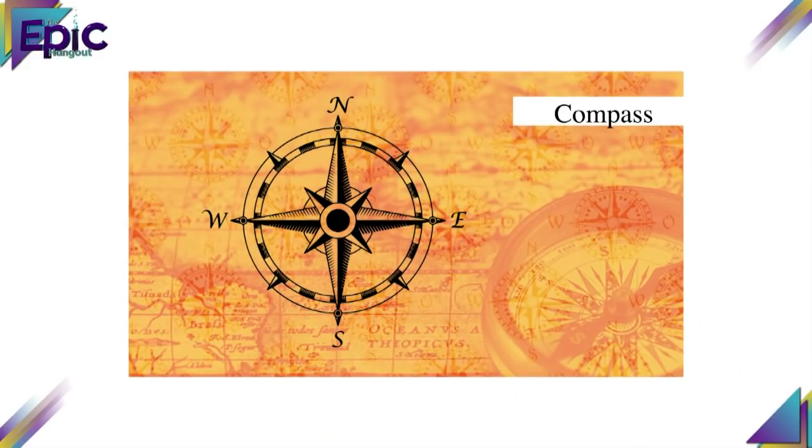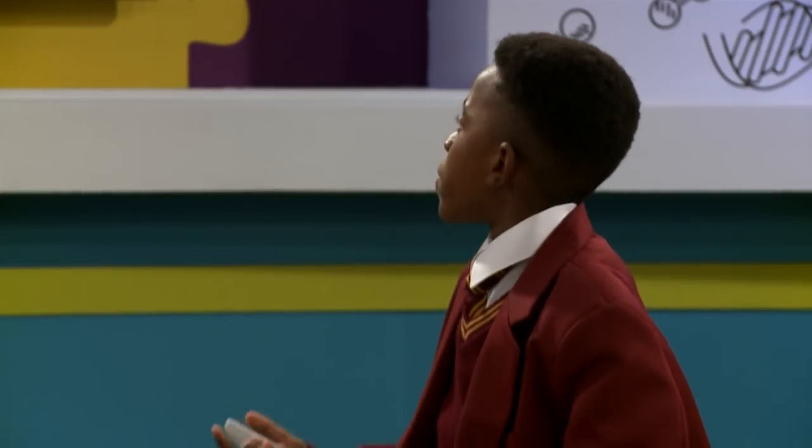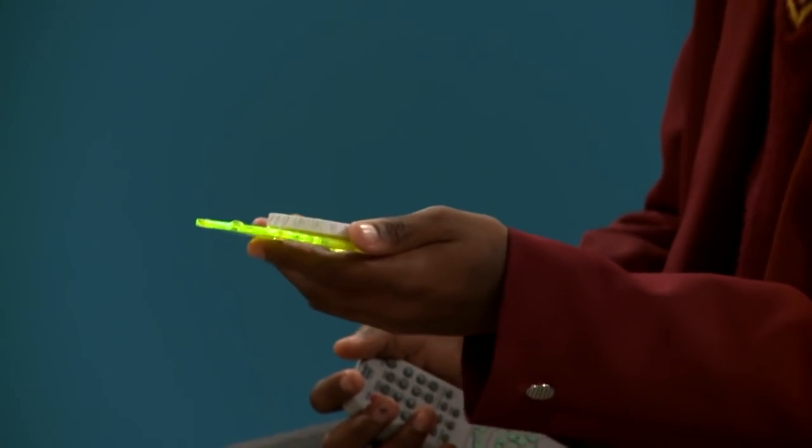A compass. Yes. Can I explain how it works? Yeah, please. So basically a compass has a magnetic needle that always points north. Can you see? So now you always know where north is. So is the white one north or the red one? I'm confused. Let's see.